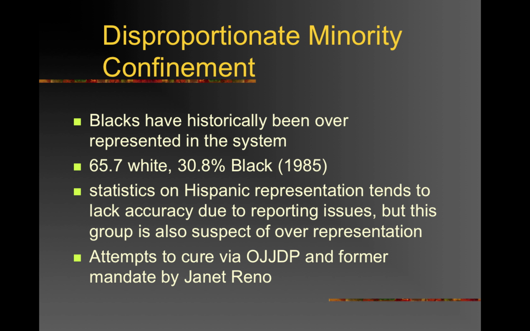So in order for states to receive federal funds from OJJDP, they've got to make efforts to study and resolve DMC. When the states get their pool of money from the federal government, they have a certain amount that's set aside for the DMC effort.